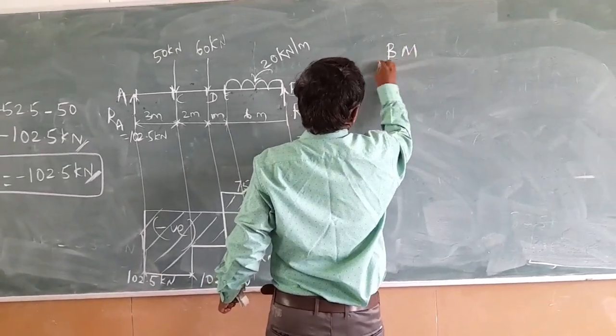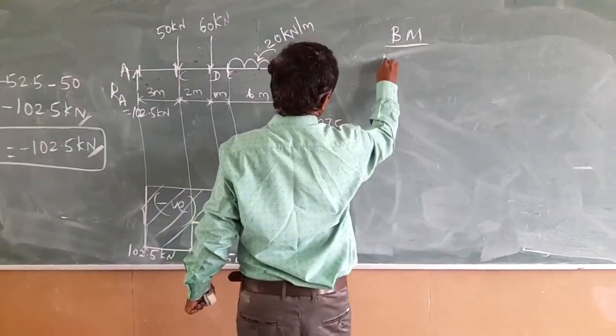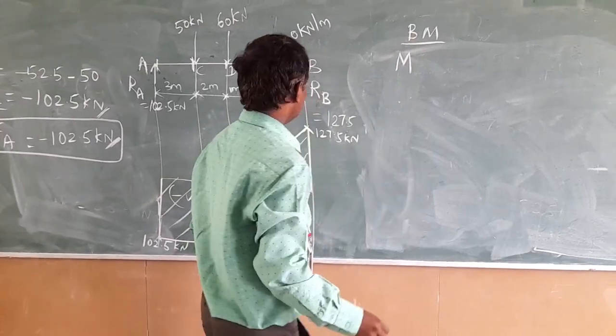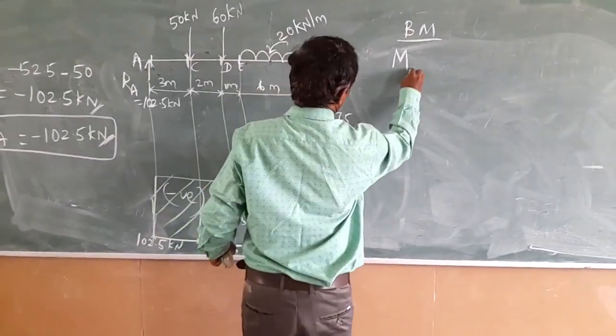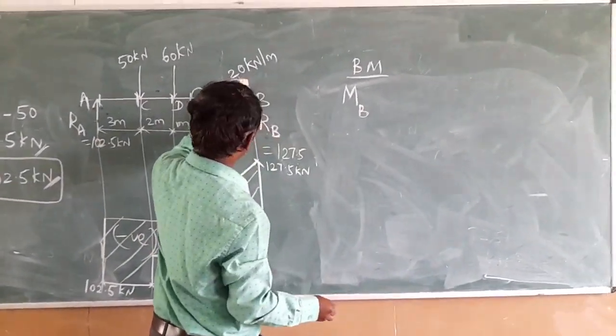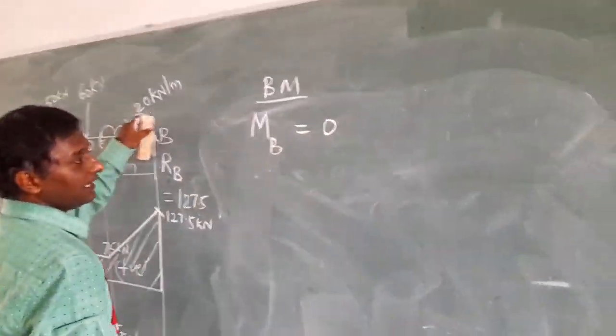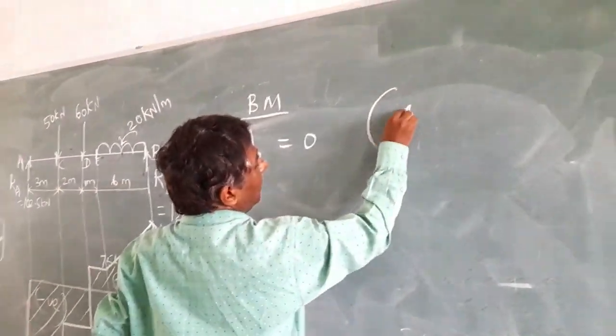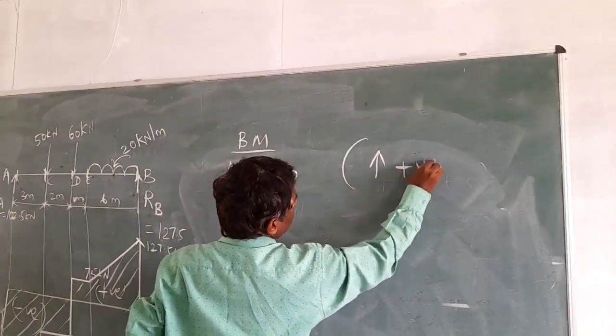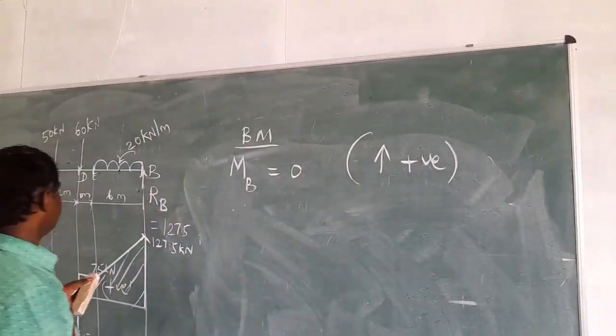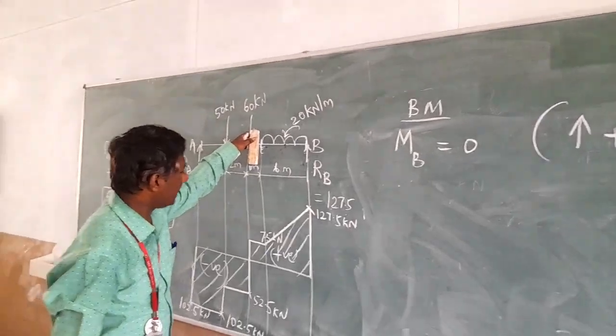So bending moment, let's take the bending moment at each and every point. Bending moment M at the B value. For B value, there is no force resistance, so definitely it is equal to 0. As for the sign convention, the upward force will produce the positive bending moment. Okay, so let's go for the point E.